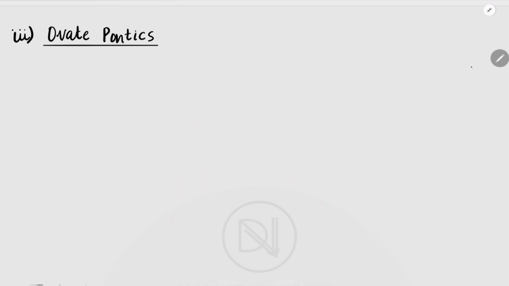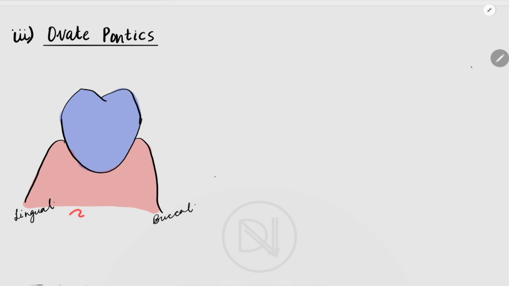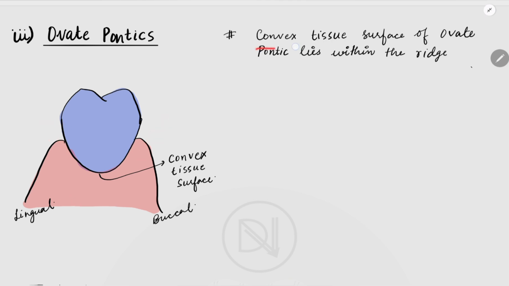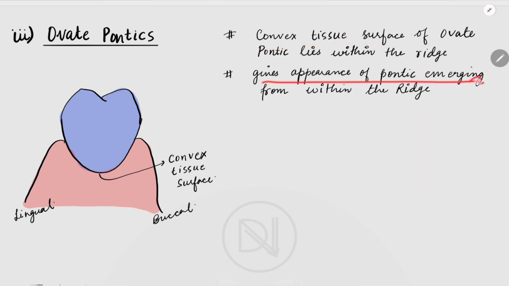And here in the diagram you can see that this is your ovate Pontic. So you see this is the convex surface of the Pontic which lies within the ridge, and this is your buccal surface, this is your lingual surface, and this one is your convex tissue surface. So this convex tissue surface lies within the ridge, which will give you the profile of the teeth as if it is emerging from within the ridge. So the convex tissue surface of the ovate Pontic lies within the ridge, and it gives the appearance as if the Pontic is emerging from within the ridge.